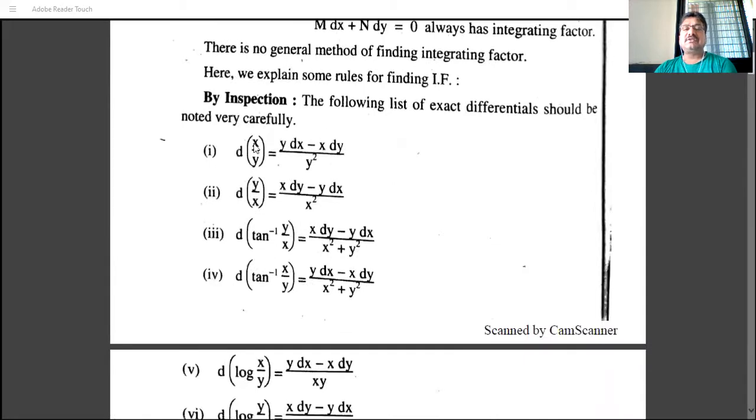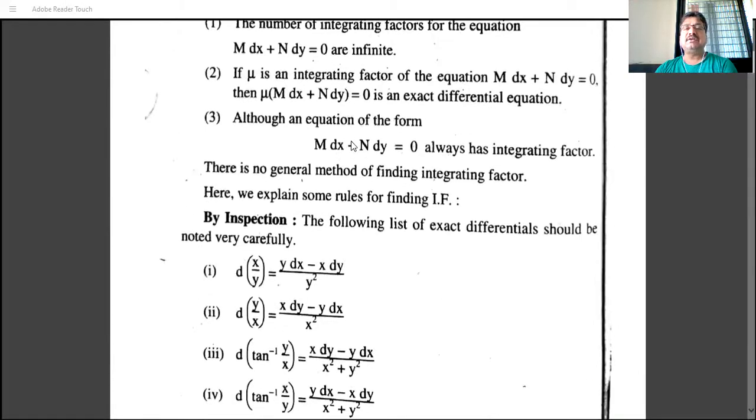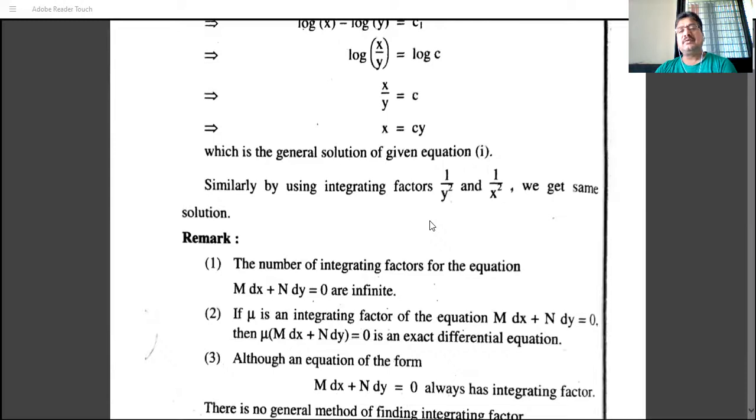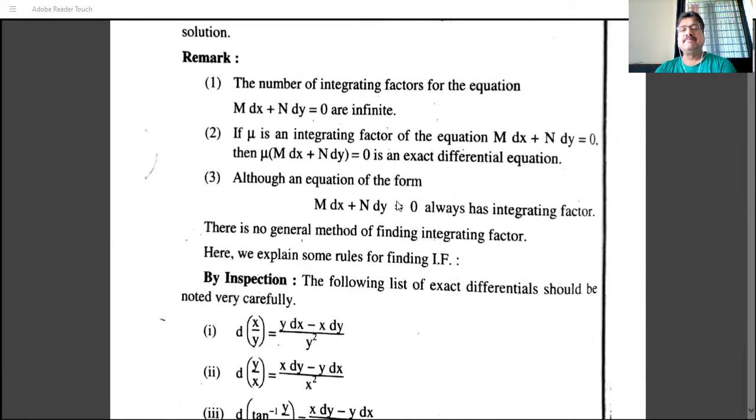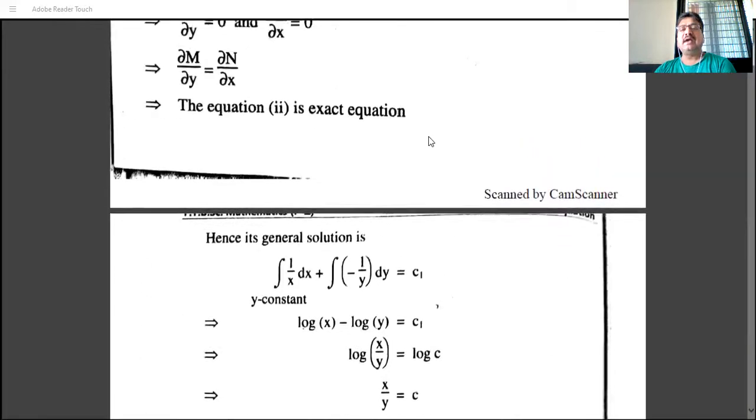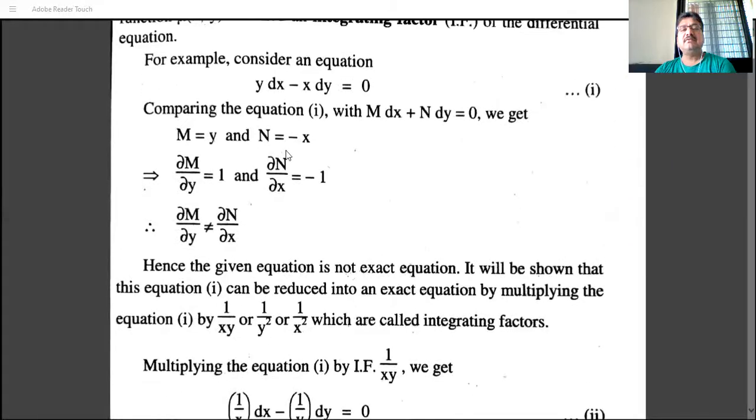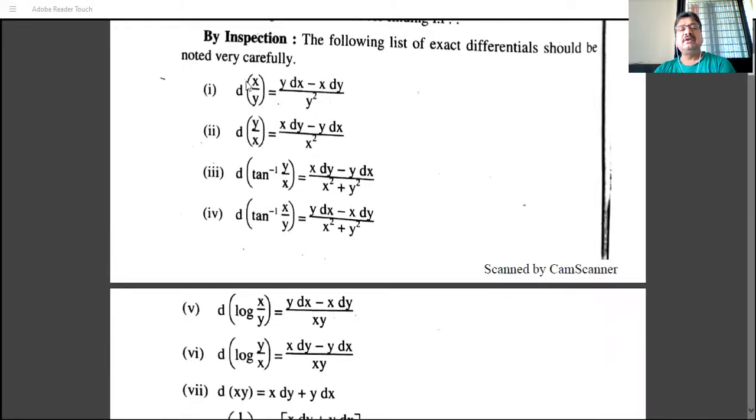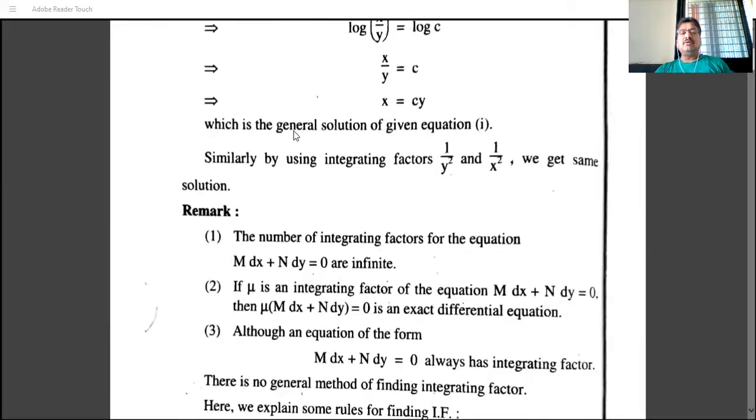So use this trick, or use the formula: integration of M dx plus terms in N independent of x dy is equal to a constant. By both methods, we have the answer x is equal to cy. So if we multiply by 1/y², we see that the given equation becomes an exact differential equation, and (y dx minus x dy)/y² is equal to d of x/y. Integrating both sides, we have x/y is equal to c, that is x is equal to cy. So this is about one.